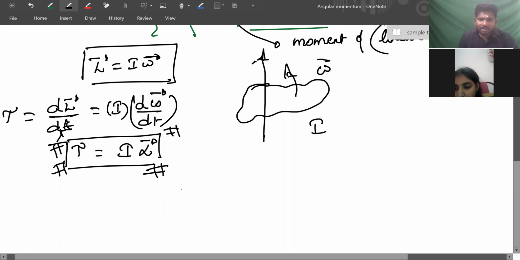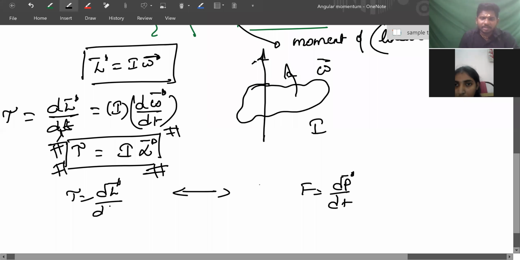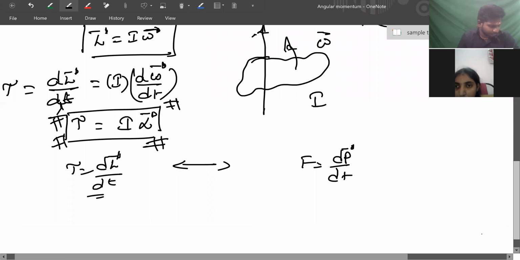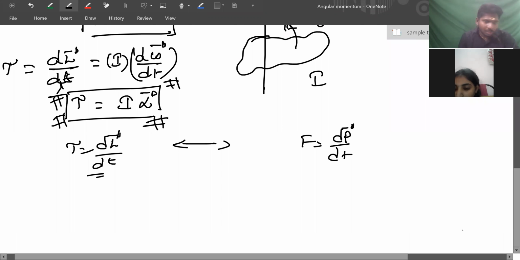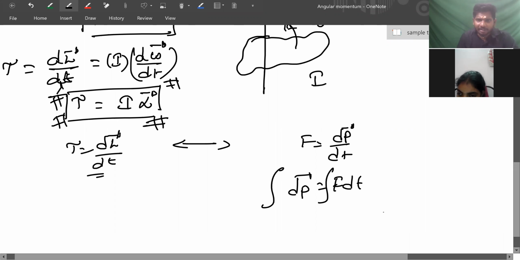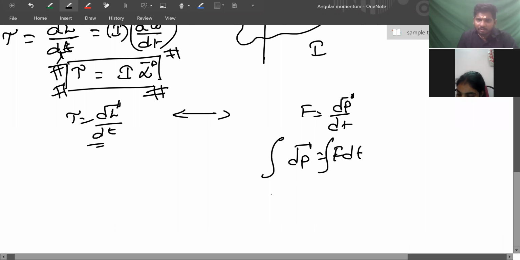Similar connection: force is equal to dp by dt, the rate of change of momentum. Torque is equal to dL by dt, the rate of change of angular momentum. Okay. Another way we wrote it is dp vector is equal to F dt, right? Yes, sir. If we integrate dp and integrate F dt, what did we find out? Integral dp is what? Impulse, linear impulse.